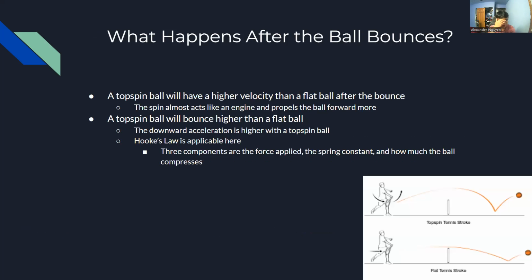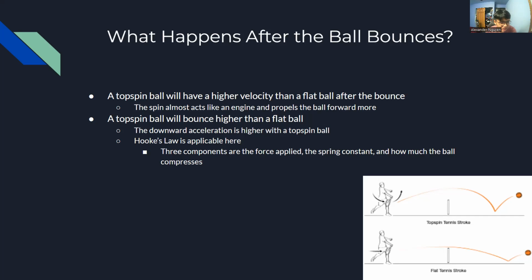What happens after the ball bounces? The ball will have a higher velocity after it bounces because there's less friction. So the friction is basically slowing down the ball less. It does not have the same horizontal velocity, but it'll still have fast horizontal velocity. That's just because when the ball bounces, the spin acts like an engine that kind of propels it forward almost. It's not an engine, but kind of like that.